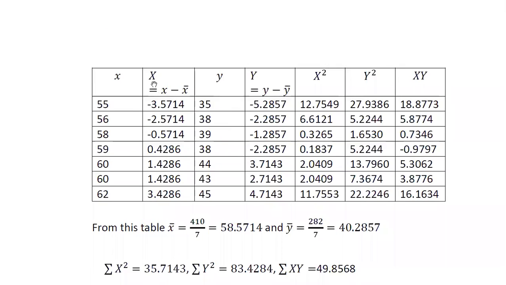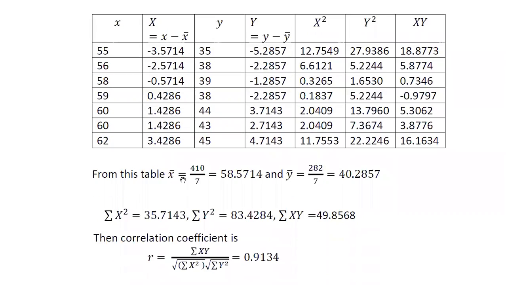Find the value of capital X, which is equal to x minus x bar. So find out the value of x bar. X bar is equal to summation x. So add all these values of x divided by n. N is the number of given values of x and y, which is 7 here. So x bar is equal to 58.5714. Similarly, you can find y bar.